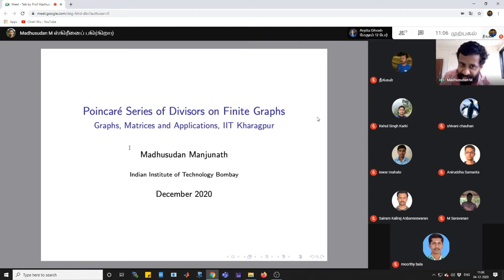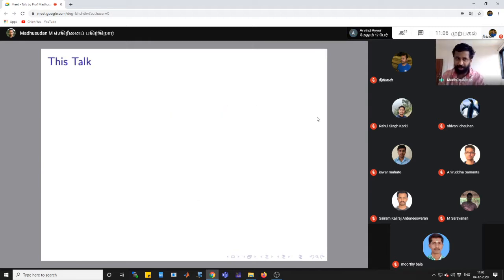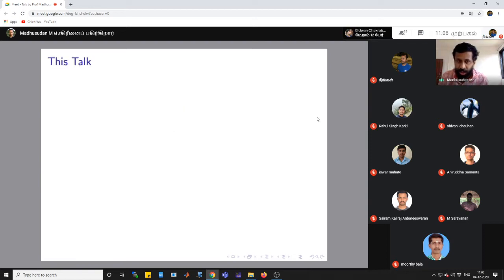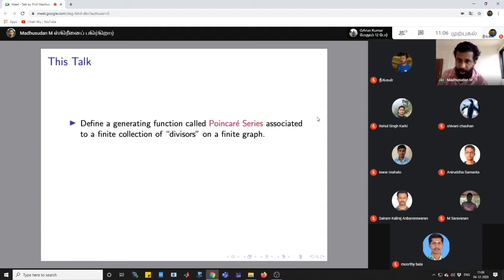We'll study these generating functions from a very classical generating functions perspective. So the kind of questions we'll ask is fairly traditional and well known. Here is an overview of what we will see. As I said, we will define a certain generating function called the Poincare series associated to a finite collection of divisors on a finite graph.